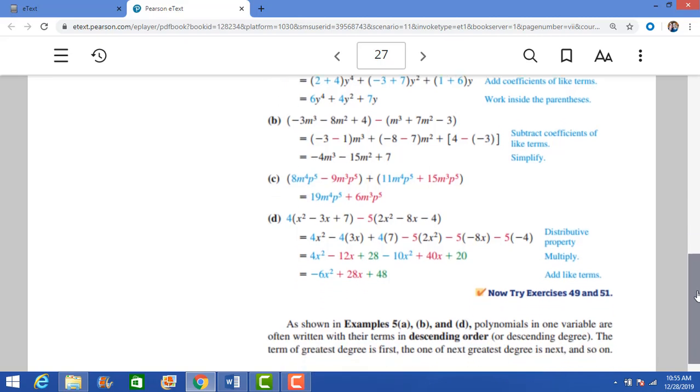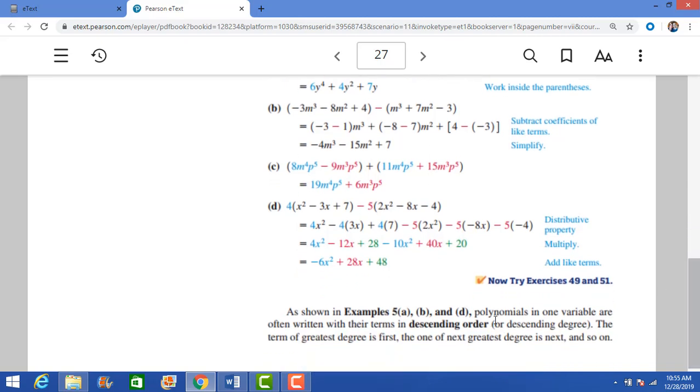Now, as shown in the following example, A, B, and D, polynomials in one variable are often written with their terms in descending order, by descending degree. The term of the greatest degree is first, the next greatest is next, and so on. So always in decreasing order.